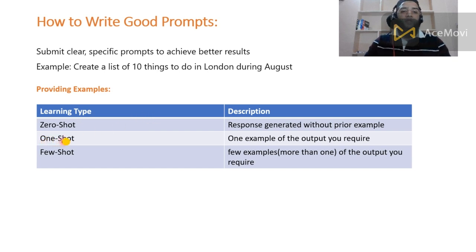And then there is one shot learning. You provide one example of the type of output you require to the LLM, and it gives that sort of output. That's called one shot learning. So probably you can give an existing email, and then in the other line you can say draft an email of similar sort addressing a different recipient. That's one shot learning probably. And then few shot learning, you give more than one example of the output you require.